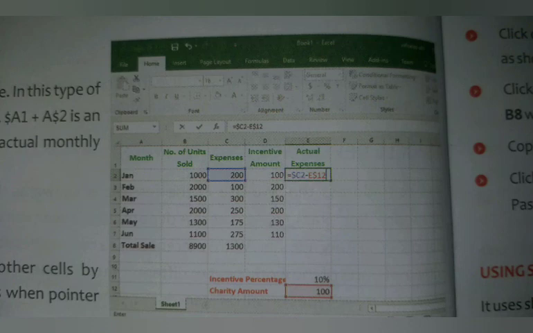Before the row number, that is before 2, we are not using the dollar symbol because the row number must be changed in the next cells to C3, C4, C5, like that. While copying, the formula gets changed like $C3 minus $E$12. In the next cell, $C4 minus $E$12. Like that the formula gets changed relative to the cell, but only a part of the formula is changing. That is known as mixed reference.